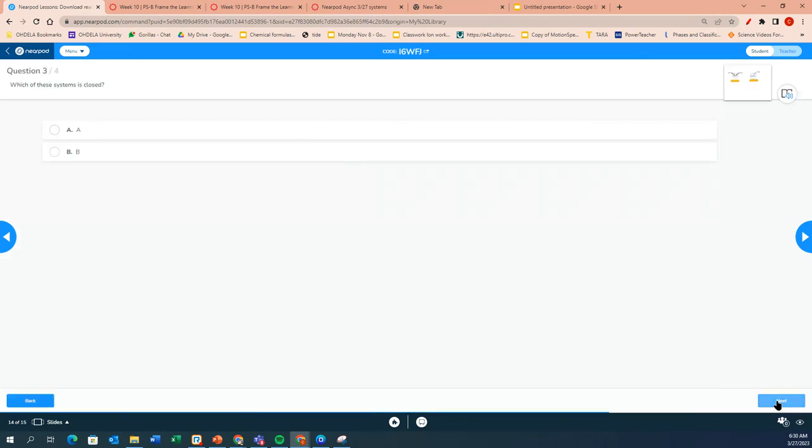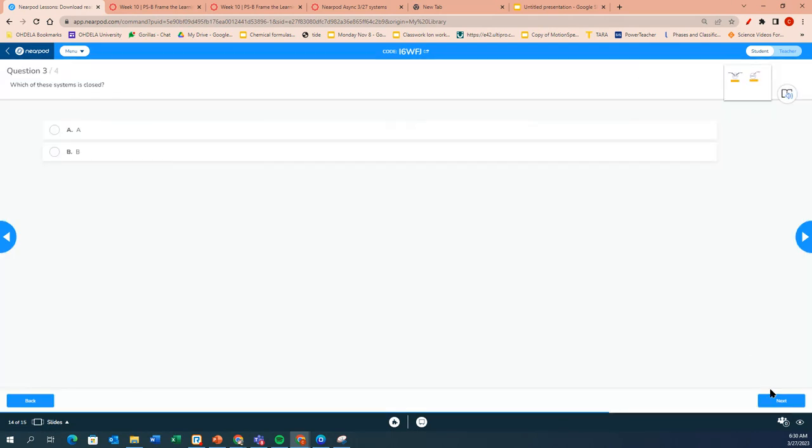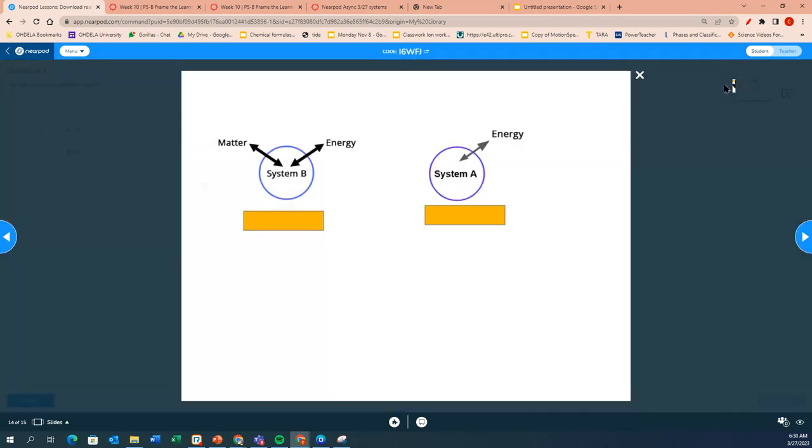All right, which of the systems is closed? Let's take a look at the picture here. Is it B, a closed system, or is it A? Which of the systems is open? Is it B, where it looks like matter can go in or out of the system and energy can go in or out of the system? Or is it A, where only energy can go in or out of the system?